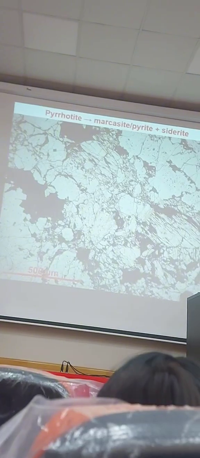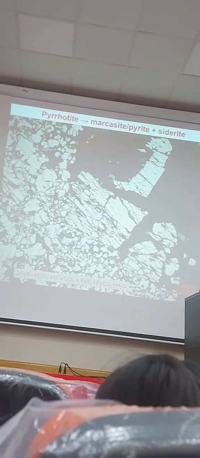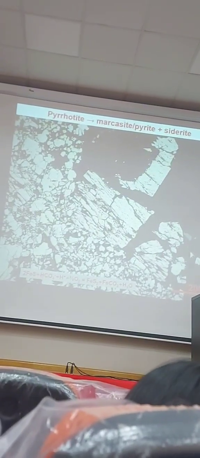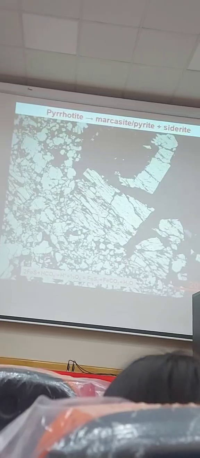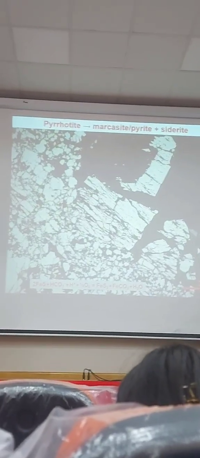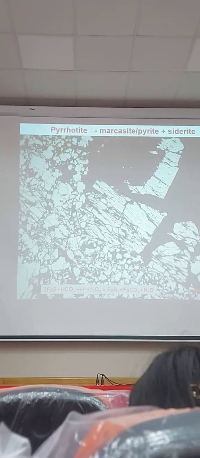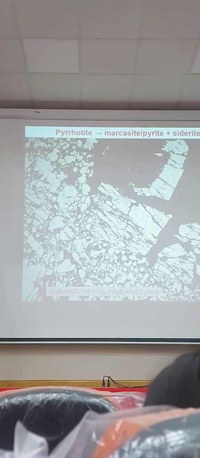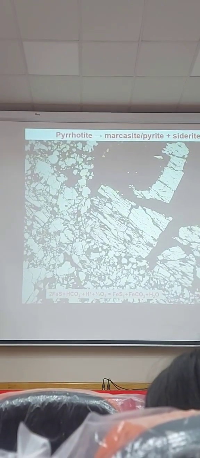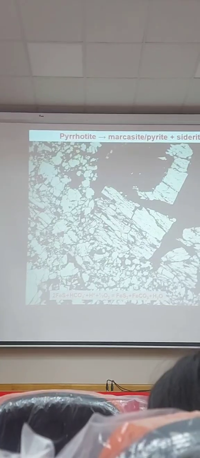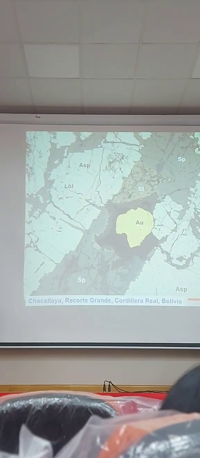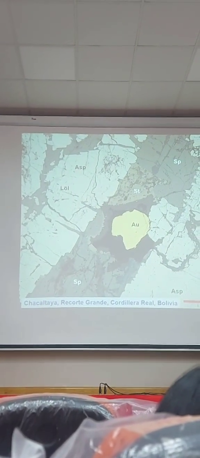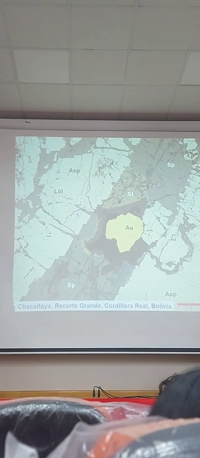Then we have the prismatic and so on. But by the way, this is the alteration of pyrrhotite by marcasite. This is marcasite, all this stuff. But you still see this crystallographic lineation, which is from the pyrrhotite. There's no pyrrhotite left, but you still see it must have been pyrrhotite. Here also. This is nice, from Chakataya also, because there's also some gold from time to time.